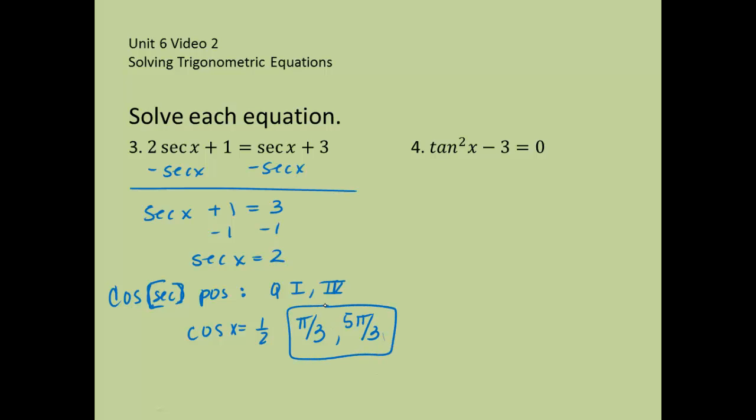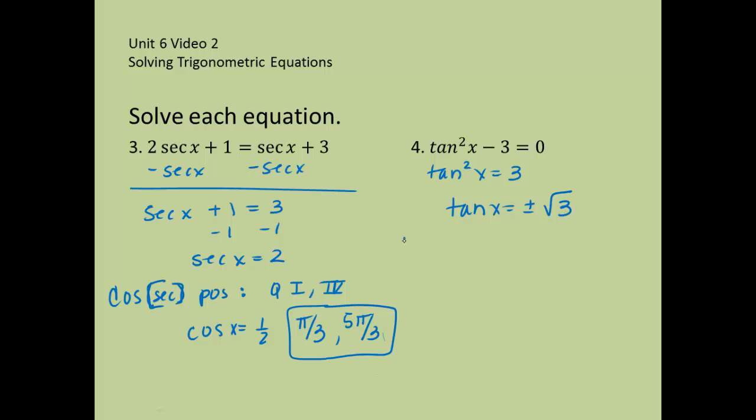And those are my two answers. All right, next up, I'm going to add 3 to the other side for this problem. And I'm left with tangent squared. So how can we solve that? Well, I can take the square root of both sides. When I take the square root of both sides, I am left with positive or negative root 3.